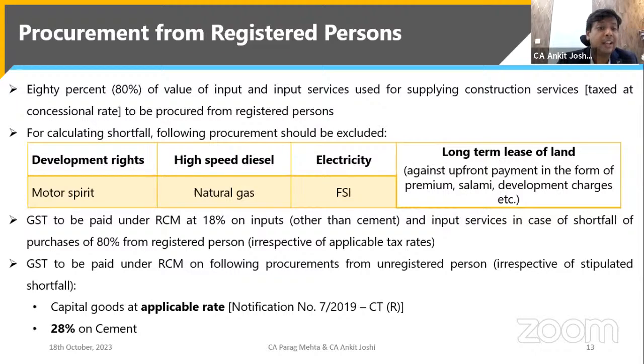However, one thing they made extra clear is that in case of procurement of any capital goods or cement from an unregistered vendor, irrespective of whether it falls under the shortfall of 80% or you have crossed the 80% barrier, the GST has to be paid directly under reverse charge. In case of cement, it will be 28%, and in case of capital goods, whatever the rate applicable is. So one needs to bifurcate: if there is cement from an unregistered person, straight away 28% will be levied.